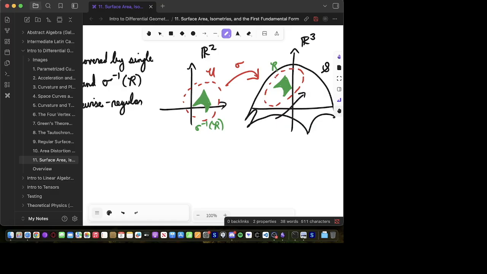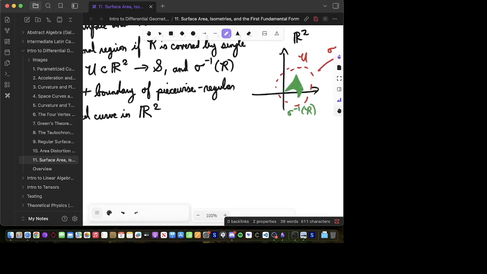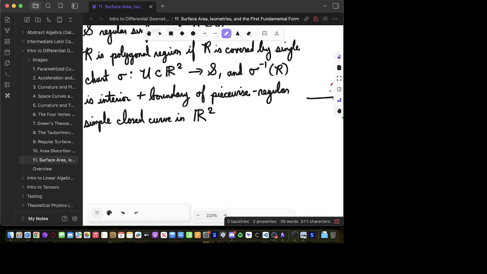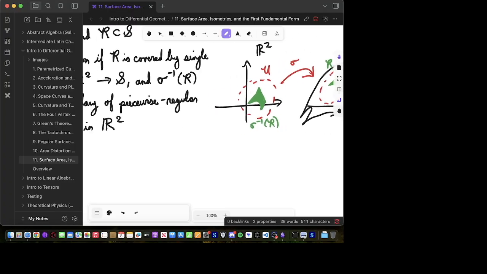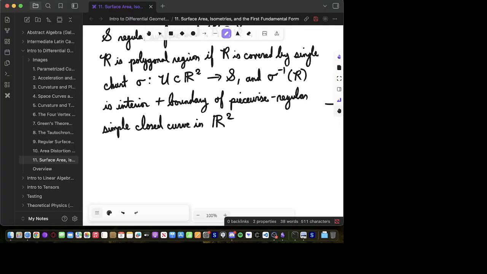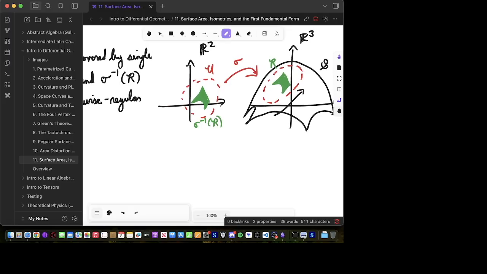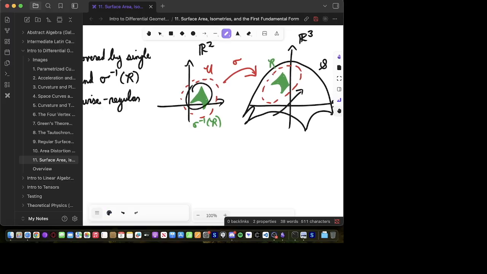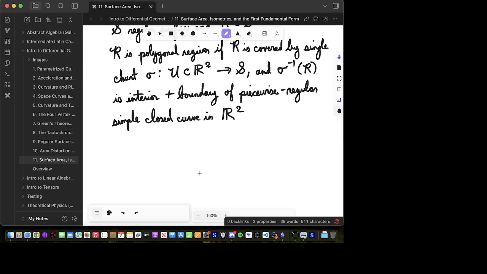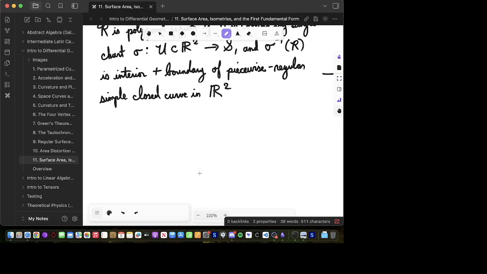You can see how R looks polygonal, right? So it's basically the image of a piecewise regular simple closed curve, its interior and boundary, as you can see here. So with that being said, we continue on.